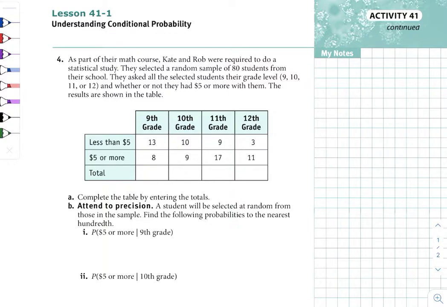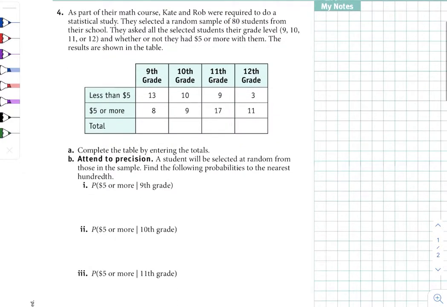As part of the math course, Kate and Rob were required to do a statistical study. They selected a random sample of 80 students from their school. They asked all selected students their grade level, 9, 10, 11, 12, and whether or not they had $5 or more with them. The results are shown in the table. Part A wants us to complete the table by entering the total, so that's what we're doing.